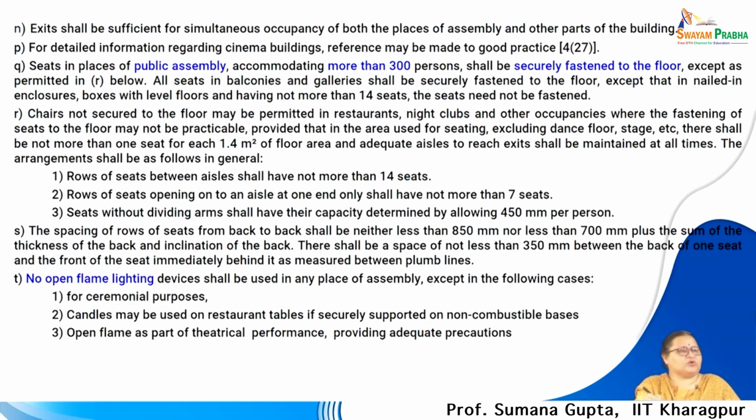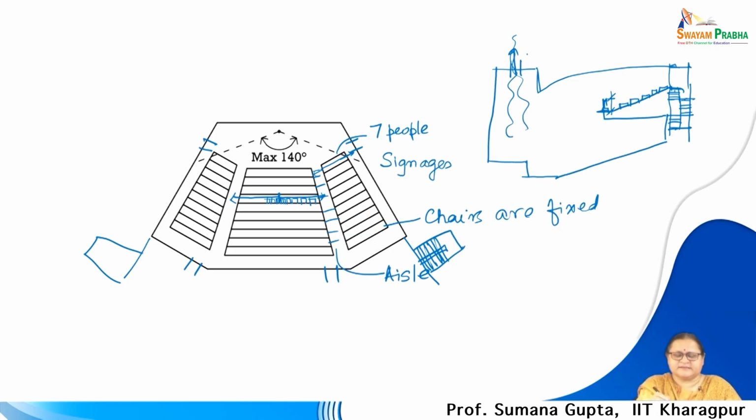These were some more points. If you can see, seats in places of public assembly of more than 300 persons shall be secured, fastened to the floor. Now, with this fastening and non-fastening, the main point is, as we were discussing, this number 7 of people crossing the number 7 people is only for chairs which are fixed, but if chairs are flexible, then there will be no clear aisle, because these are the only routes for movement.